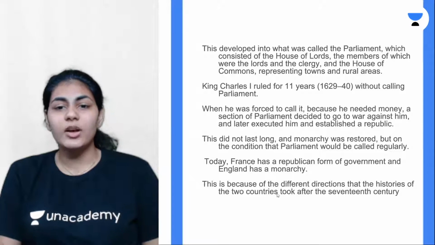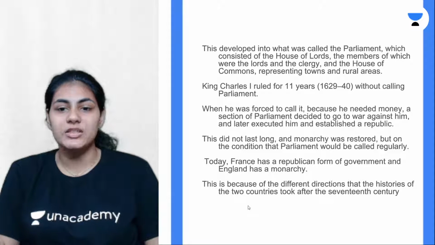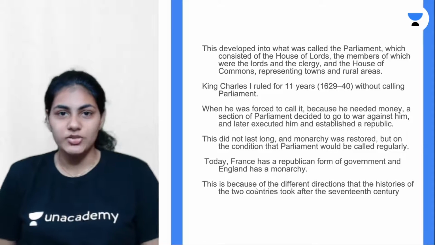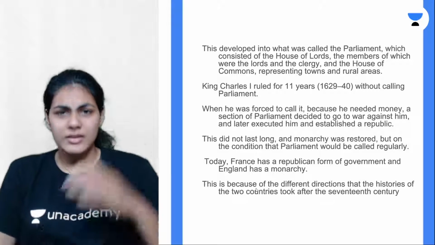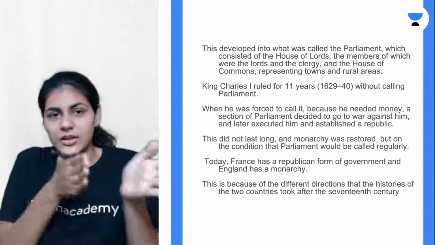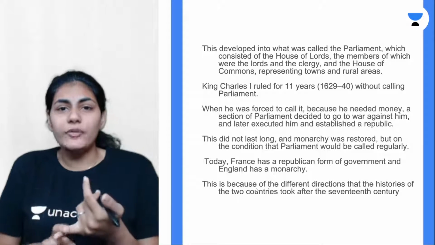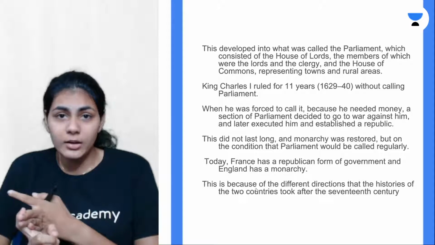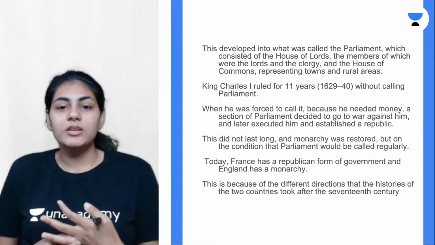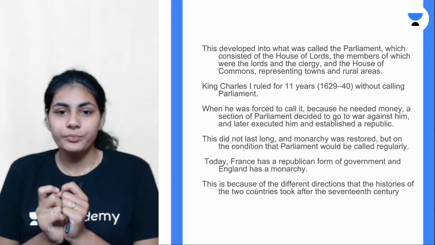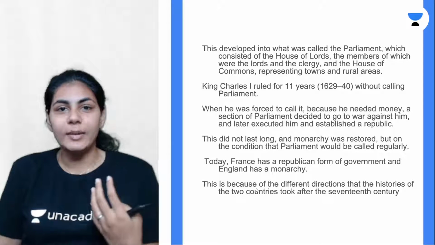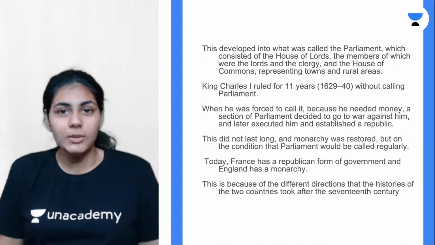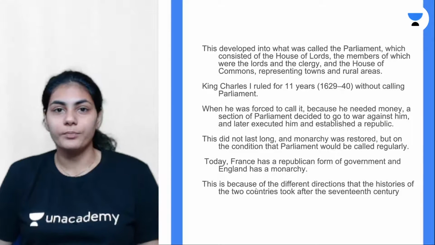This is because of the different directions that the histories of these two countries took after the 17th century. That's the point of divergence here. Even though they had the same past, even though they are part of the same geographical area, France and England being just adjacent to each other, surrounding each other, with the same geographical region, same cultural background, same historical background, despite all this, because of the changes that took place in the 17th century, they had to diverge paths. And that is why one ended up as a republic and one ended up as a monarchy in the 21st century.